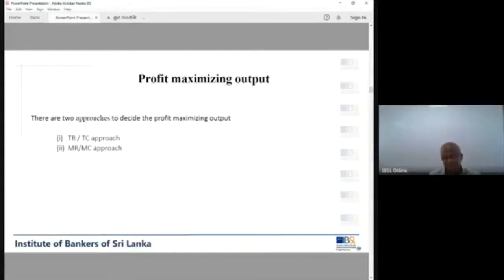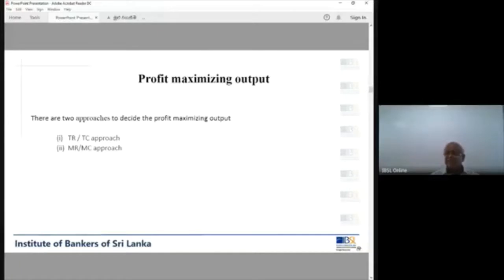But in this case, we decide using numbers. You decide the rule. What is the rule? There are two approaches. First, the TR-TC approach, where TR is the total revenue and TC is the total cost. Second, the MR-MC approach, where MR is marginal revenue and MC is marginal cost. Of these two, the most useful approach is the MR-MC approach. The TR-TC approach we use just for illustration purposes.